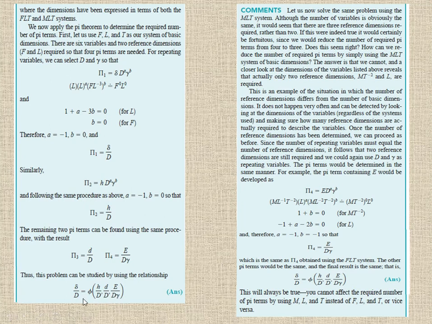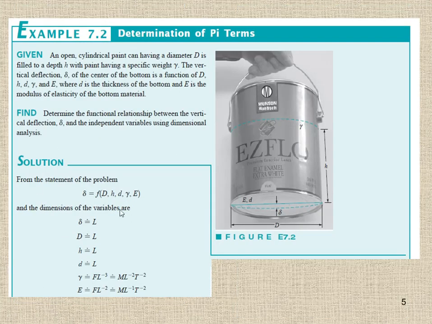So this will be our answer, or this is basically the combination between the variables involved in this problem. Now let's see what will happen if we solve this problem using the MLT system. Let's go back to the basic dimensions here. How many variables do we have? 1, 2, 3, 4, 5, 6. We have 6 variables.